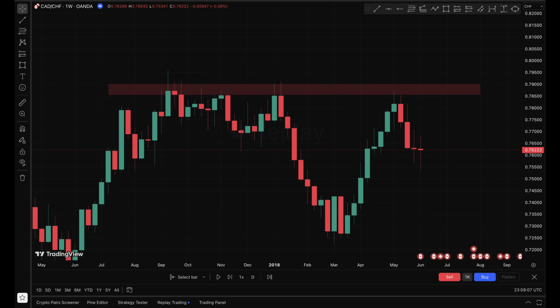Here's the CAD CHF. Again, we have 3 rejections of this level before it reversed downwards, making this a key level of resistance. As price approaches this level again, a big green candle, a smaller green candle, where the wick is also rejecting resistance, then an even smaller red bearish candle. As you can see, price reversed downwards.